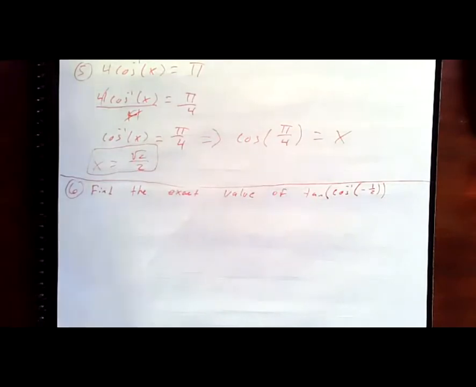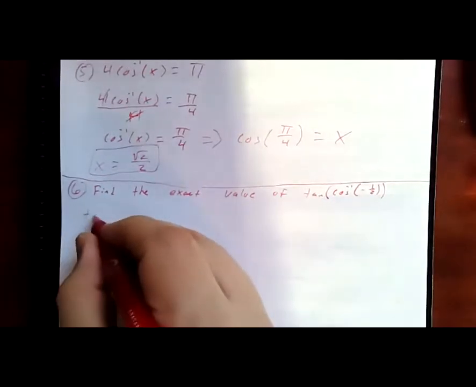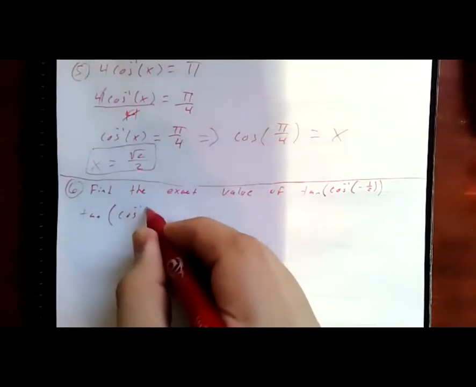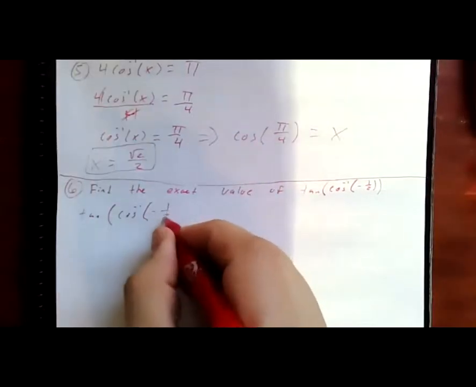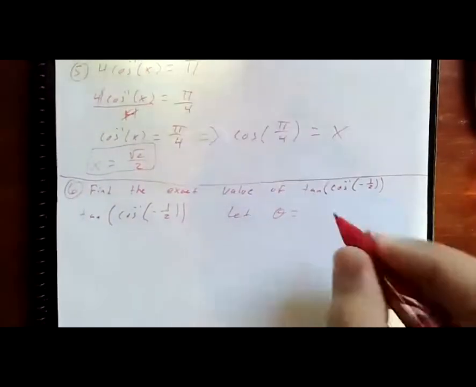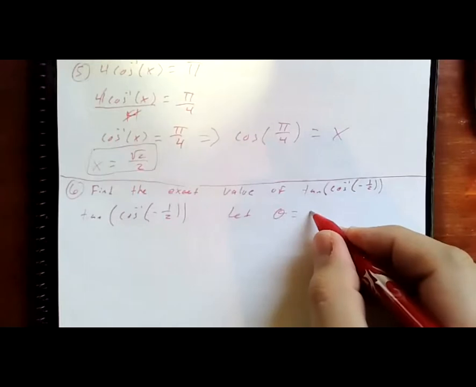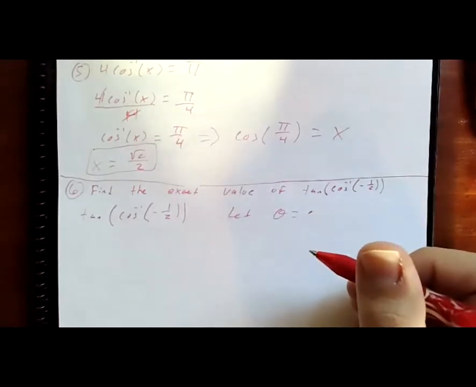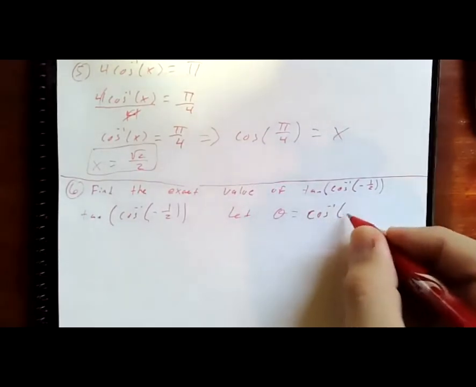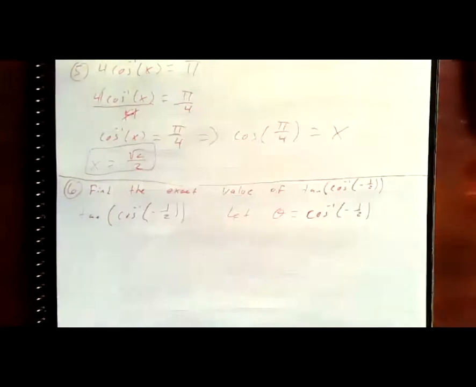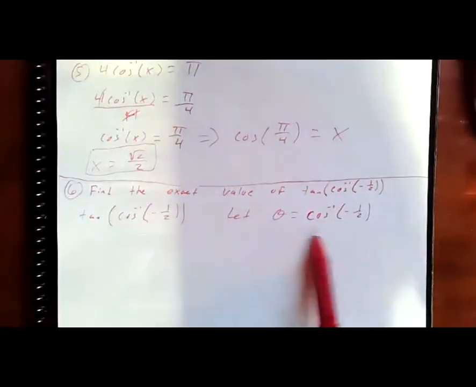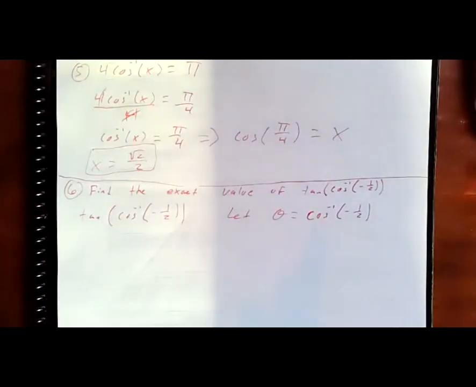So basically we need to find tangent given this inverse function inside. So let theta equal cosine inverse of negative 1/2. So that's tangent of some big funky theta. That's what I'm saying right here. See what I mean?